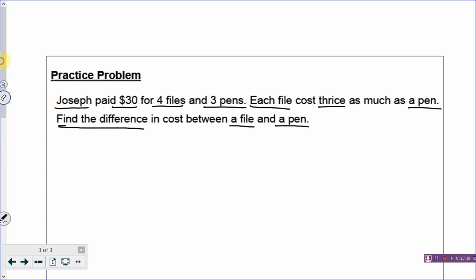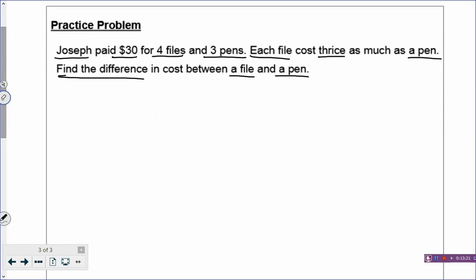So how do we draw the model? Okay, let's check whether the answer is correct. So we have to start with the multiplication model first. So 1 file costs 3 times as much as 1 pen. So you draw a rectangle for 1 file and you cut it into 3 boxes.